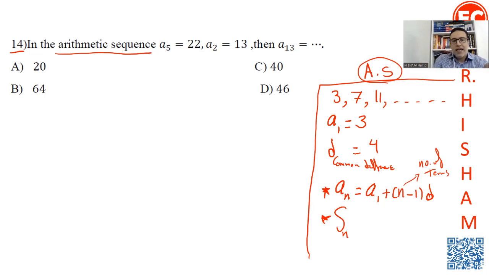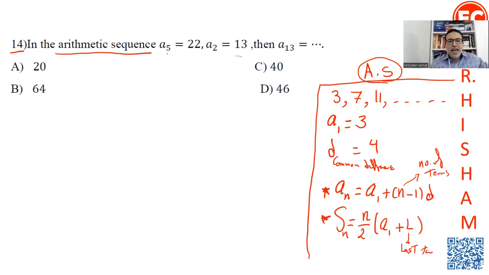In this test or the last exam, he may ask about finding a specific term, and he may give you the sum in the next one. So Sn is equal to n over 2, first term plus last term. This is all you need to know about the arithmetic sequence: what it is, how to find a specific term, and how to find the sum of a number of terms. Now let's go to the question.